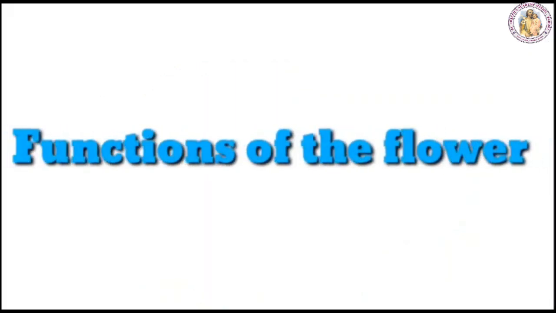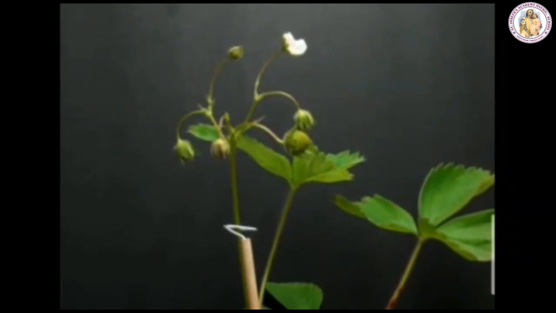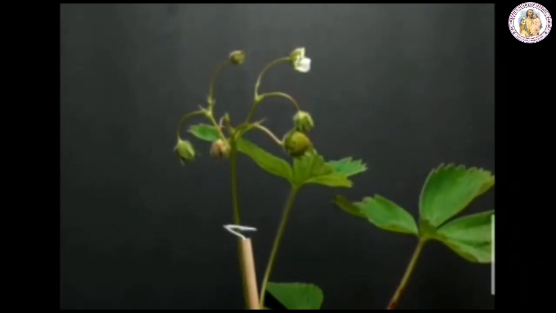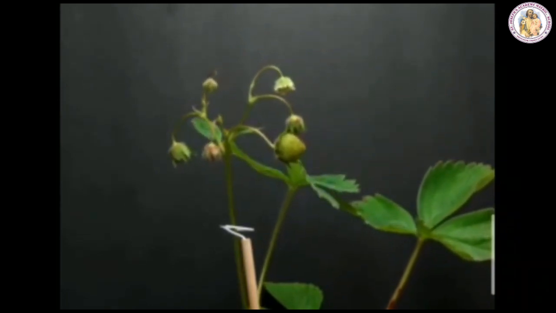Let us see the functions of the flower. It develops into fruit. It helps the plant to reproduce.